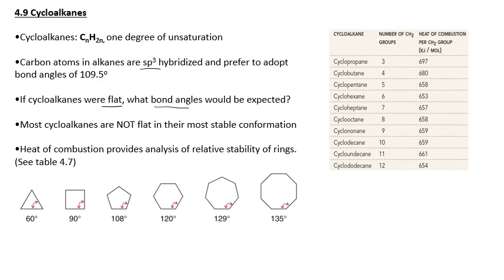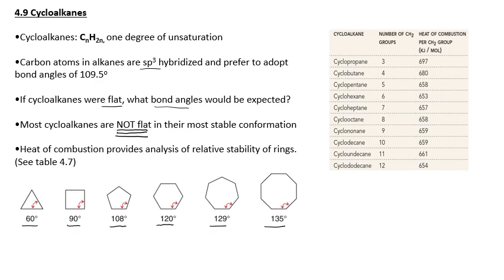So if they were flat, you'd see cyclopropane would be 60, cyclobutane 90, cyclopentane 108, cyclohexane 120, cycloheptane 129, and cyclooctane 135. But it turns out molecules are not flat. They're actually three-dimensional, and their bond angles are not the same as they were when we drew them flat in 2 dimensions. So how can we get some information about the stability and relative bond angles that they really adopt?